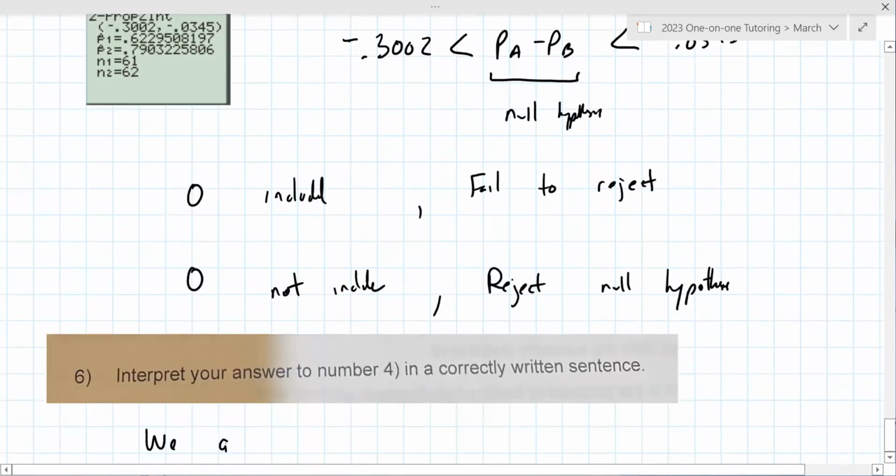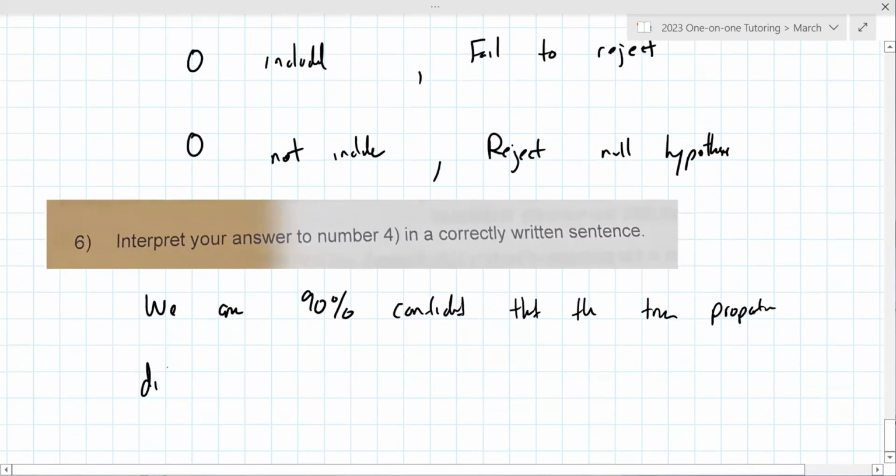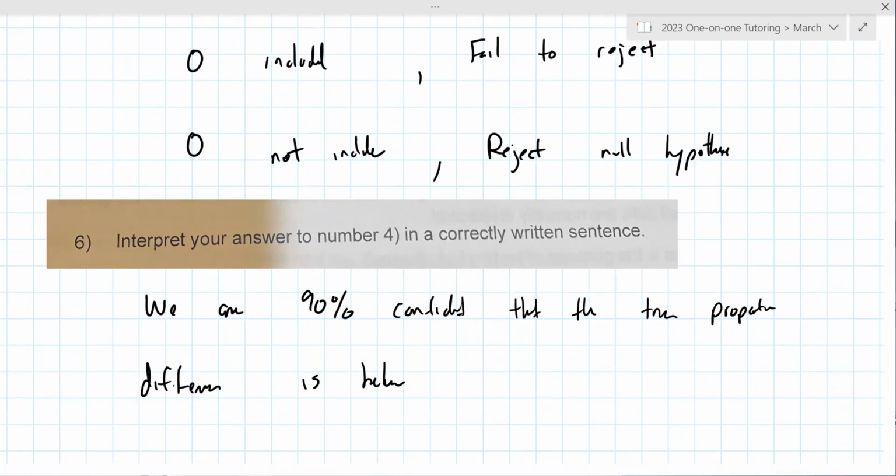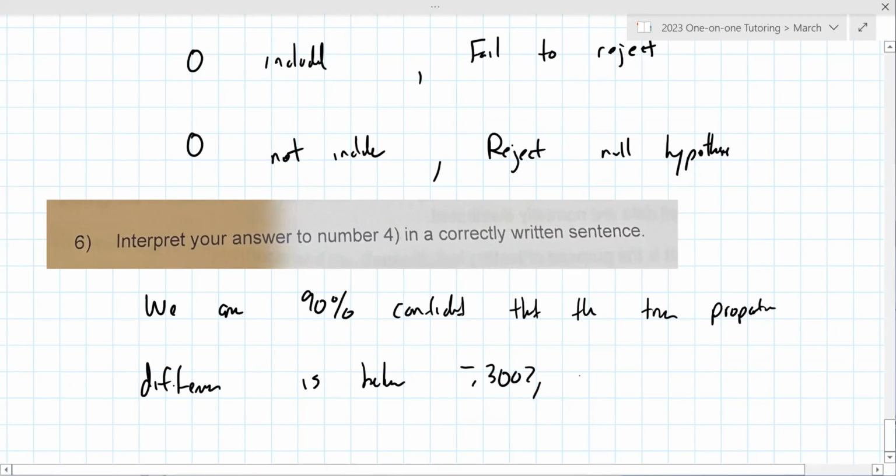So you say we are 90% confident that the true proportion difference is between, and then you use those numbers that are given, minus 0.3002 to minus 0.0345. I think they typically don't want you to add in some context. They want you to say the difference between the preschoolers and the non-preschoolers, basically your control group or not.